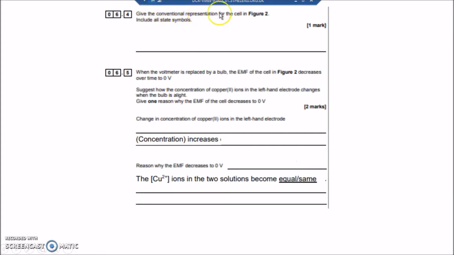Give the conventional representation of the cell in figure 2, include all state symbols. So you've got copper going to Cu2+, and then you've got Cu2+ going to copper. So you've got your oxidation, and then you've got your reduction. You've got the solutions as aqueous and the electrodes as solids.